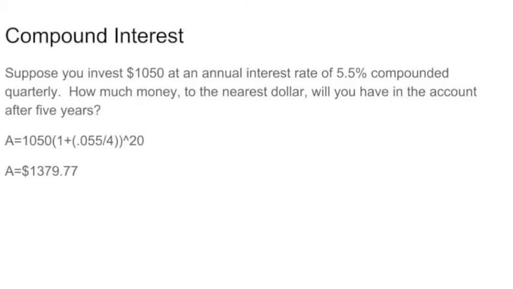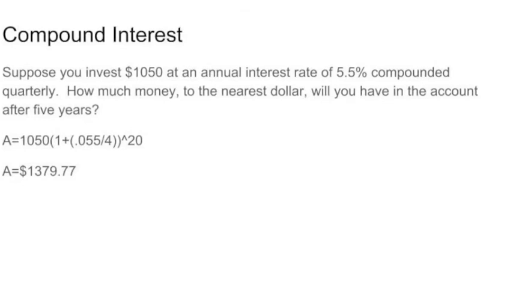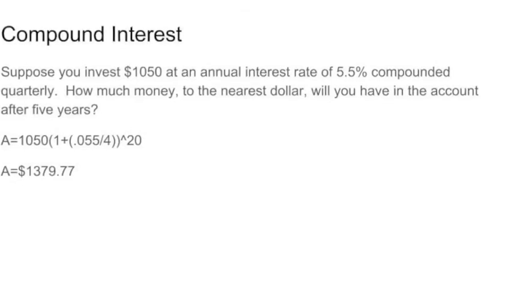Once you have that, you can type that in your calculator, and you get $1,379.77, or rounded to the nearest dollar, $1,380. So that's how much we'll have in our account after 5 years.